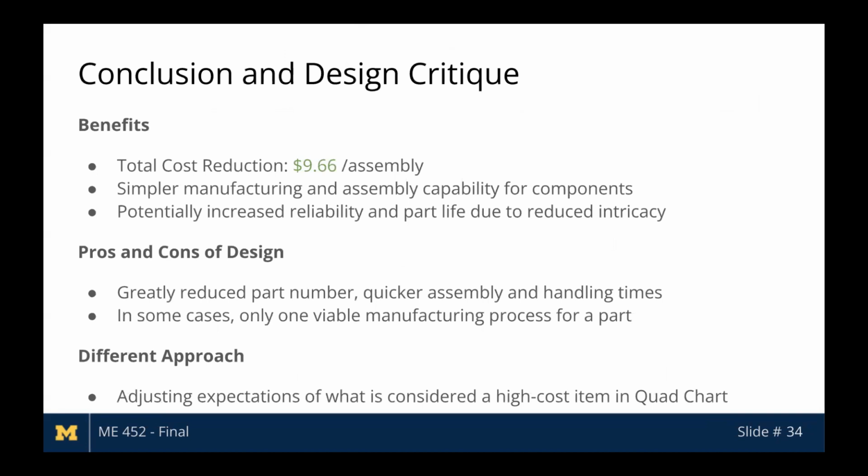The benefit of our redesigned system is a total cost reduction of $9.66 per assembly by a simpler manufacturing and assembly. Additionally, a pro of this redesign is that we greatly reduce the number of parts and decrease assembly and handling time. However, in some cases, there was only one viable manufacturing process for a part. A different approach could be redefining thresholds of what is considered a high-cost part in the quad chart, apart from those purchased by OEMs.